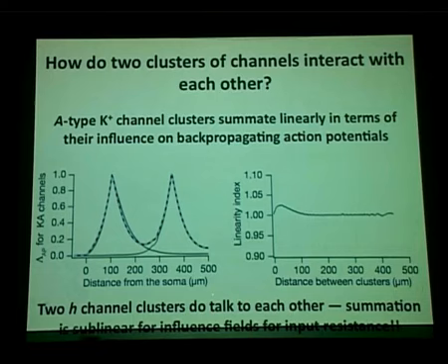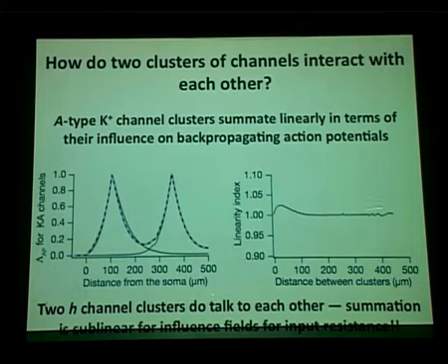So this is not true for all measurements. If you have two h-channel clusters placed over there, and you try to understand the influence fields for input resistance, that summation is going to be sublinear. Whereas two A-type potassium channels don't really talk to each other because of the kinetics and dynamics of the action potential, two h-channel clusters do talk to each other and can influence the other in altering the physiological properties. It will not be linear, as you see over here.